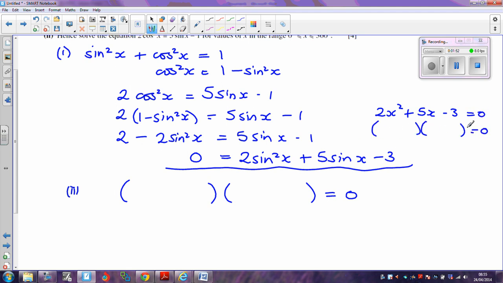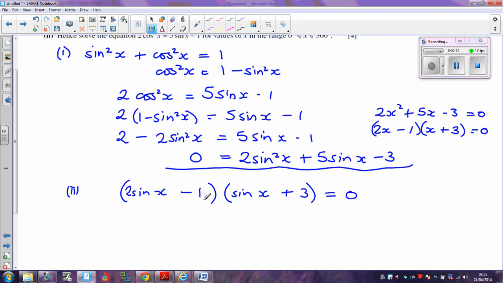So we can see that we're going to have a 2x and an x. We're looking for 3, so I'm going to put a 3 there and a 1 there. I'll make that positive and that negative. Then I can just check I've got 2x squared plus 6x minus x, so that's 5x minus 3. Okay, so over here it's going to have to be 2 sine x minus 1, and here sine x plus 3.